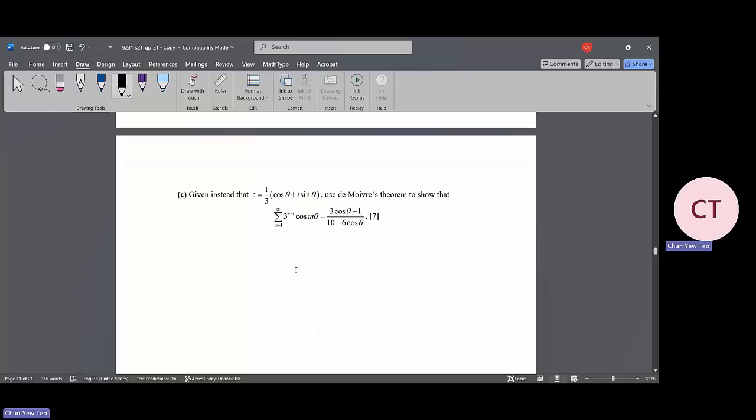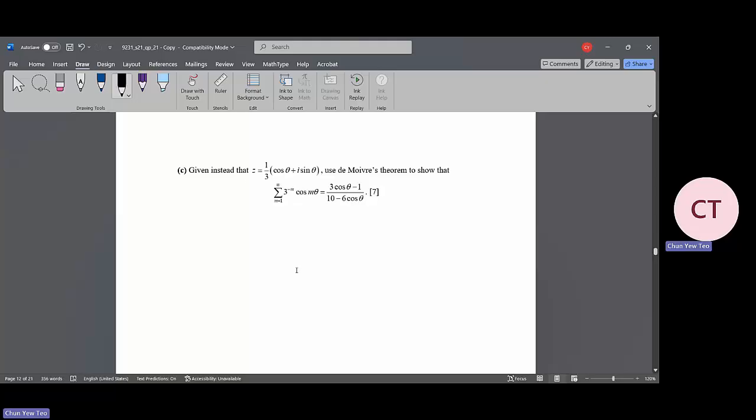So now we move on to part C. Given that z is equal to 1 over 3 cos theta plus i sin theta, use the de Moivre theorem to show this result. You can see that this expression has an imaginary and a real part, and you only want cos. That means we only want to consider the real part, but we need to start from here first.